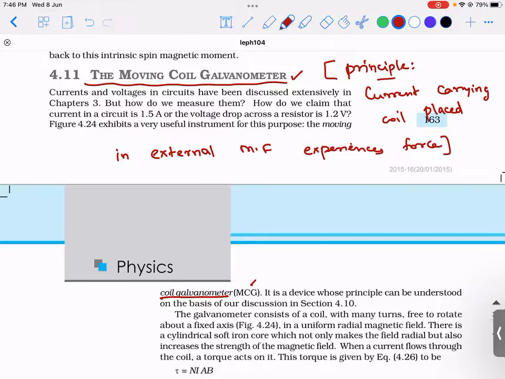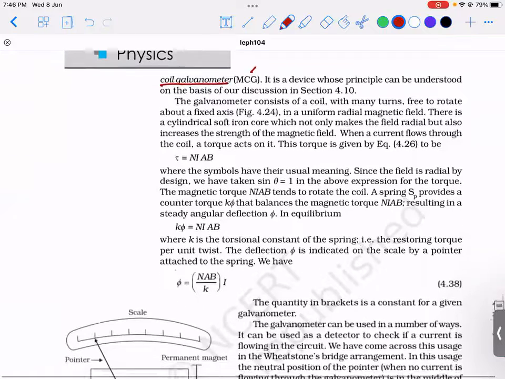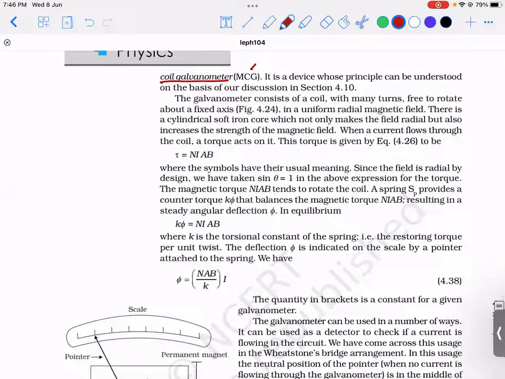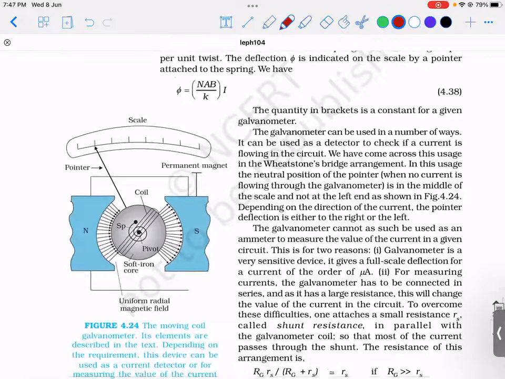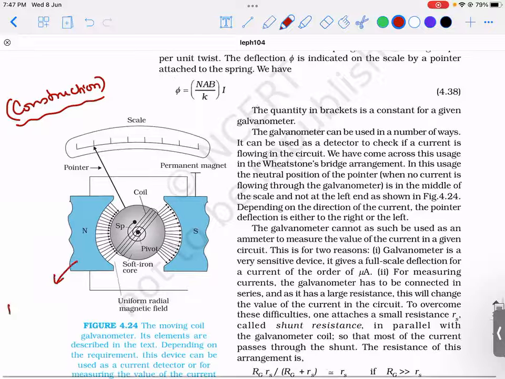Okay. So if you observe, when we say it is a device which works on the principle of torque experienced by a current carrying coil, then how does the construction for it work? So first thing is you need a magnetic field. For you to generate a permanent magnetic field, what do you need? You need two permanent magnets.